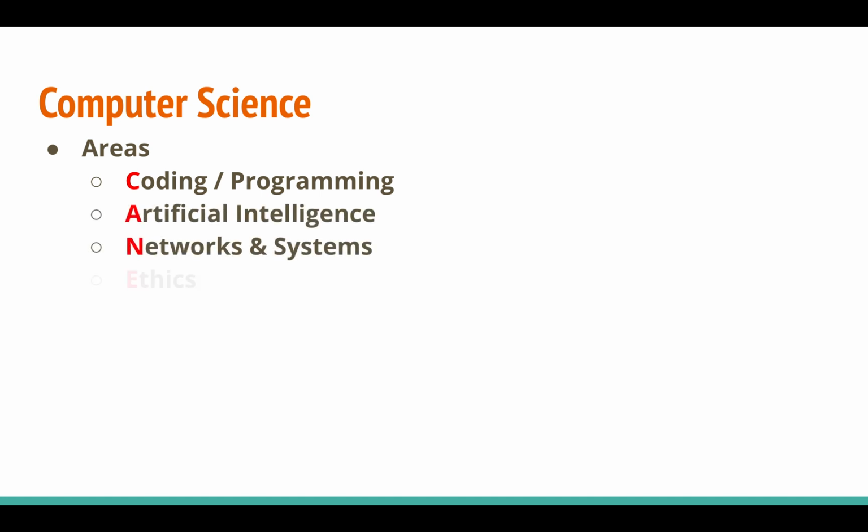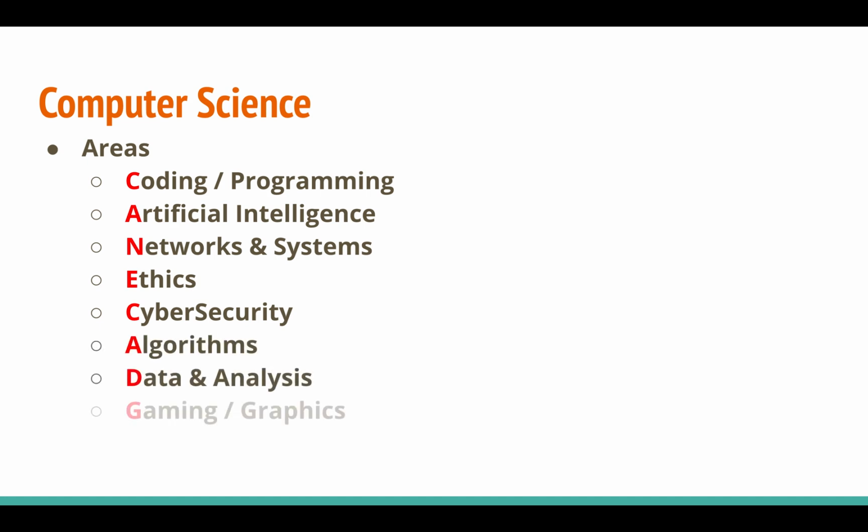Yesterday, we also talked about all of the areas of computer science. Do you remember that crazy acronym that I said? Shout it out loud. What is it? It's so quiet in your room. It should be CANE-CADGE. So coding, artificial intelligence, networks, ethics, cybersecurity, algorithms, data, gaming, and graphics. And we're going to be touching upon all of these things today, but in particular, today you are going to be working on coding, the first of the CANE-CADGE.